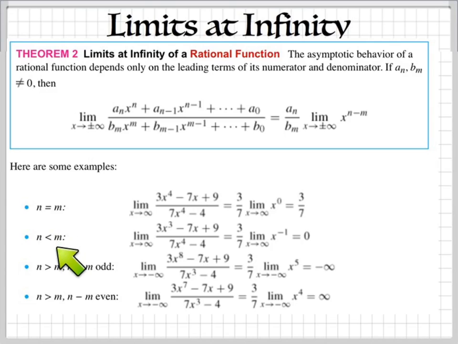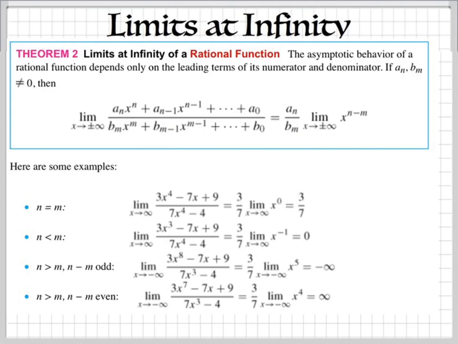And this next one is your favorite one. You should star this one. If n is less than m, if the degree on top is smaller than the degree on the bottom, check it out. If we have a 3 over 4, we have the 3 over 7 still, but now we have the limit as x approaches infinity of x raised to the negative 1. How do we get negative 1? We went 3 minus 4. We always do the n minus m, the top degree minus the bottom degree.